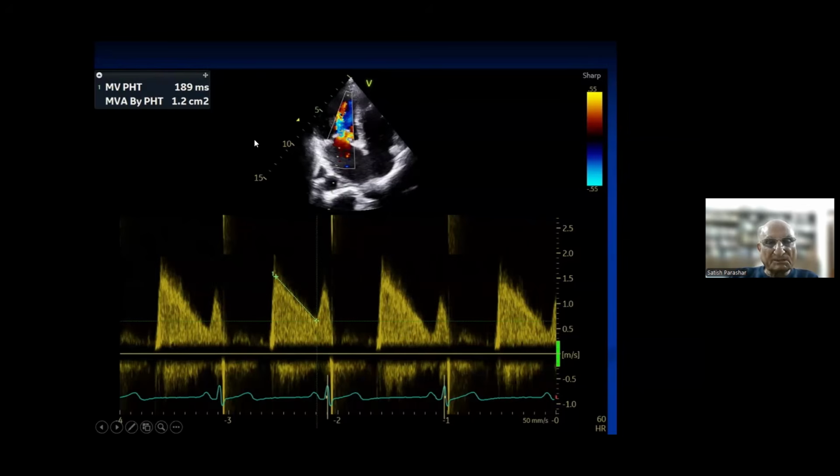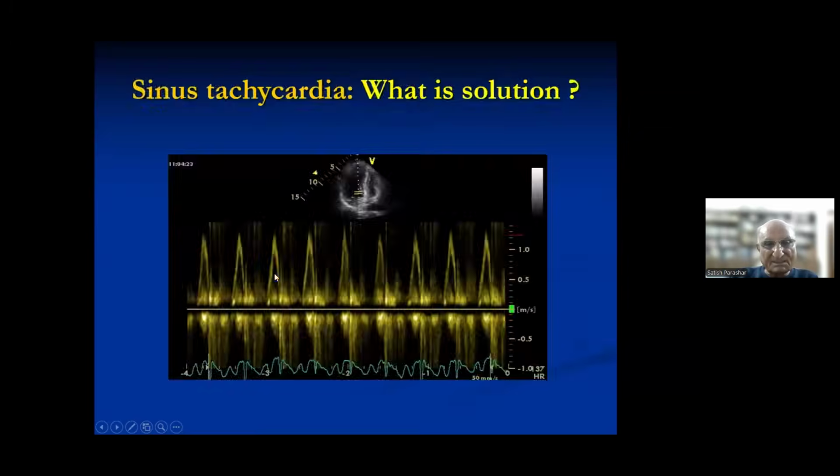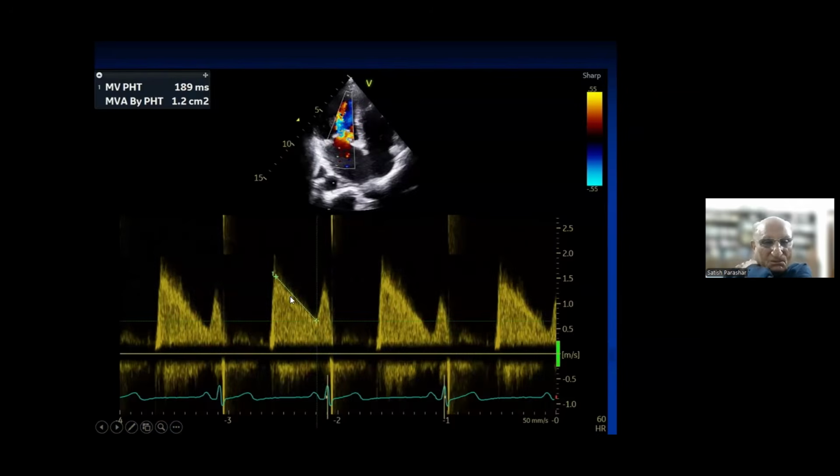So your job is to get a good apical view to see the flow, put a Doppler, and get a good Doppler signal here. If you see what I showed you in the mitral valve M mode, this was the E wave, this was the F wave, this was the A wave. But here this is known as the deceleration slope.